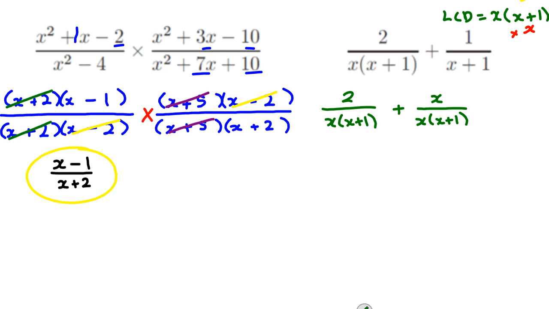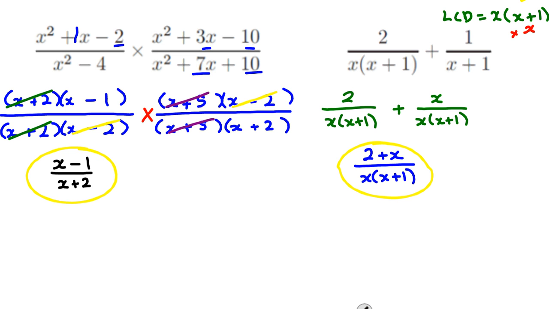Now we can combine the numerators. Remember, keep the denominator the same. When adding and subtracting, keep the denominator the same once you've got the LCD. So our new numerator will be 2 plus x all over x brackets x plus 1. So we've just got to think, is that our final answer? Can we cancel anything down? No, we can't cancel anything down. So that's one possible answer.